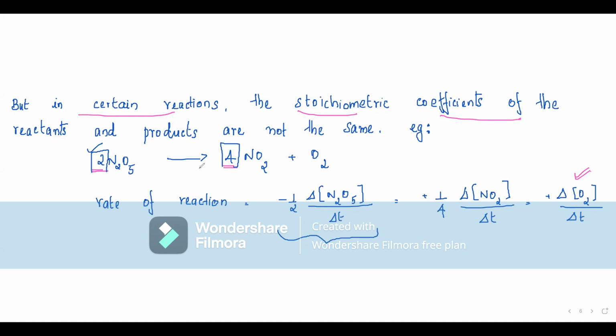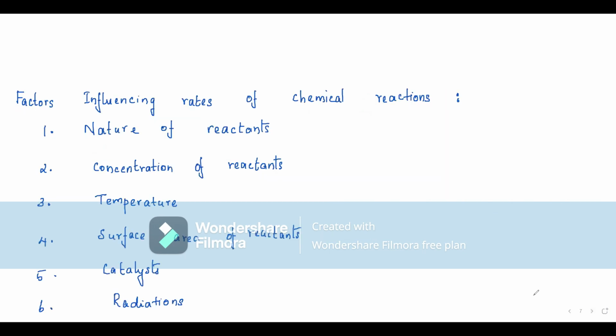So here again, 4NO2 is there. Normally you write your rate term, but divide it by the stoichiometric coefficient. Here it is 4, so divide it by 4. This will happen whenever the balanced equation is not a simple one, when you have multiple reactants and a different number of moles of products are formed.